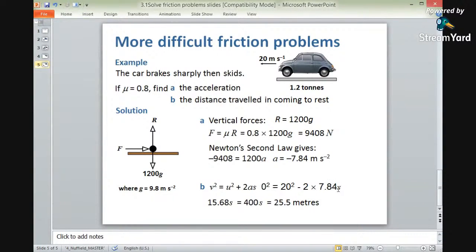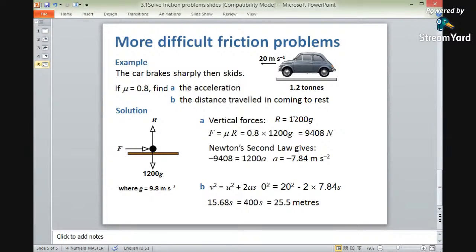So s in this case is nothing but distance. So we have to calculate the distance. It is simple multiplication and division. So after equating, s comes to be 25.5 meters. Here we have used three different equations: v equals u plus at, s equals ut plus half at square, and v square equals u square plus 2as. These three equations of motion are very important for solving problems.